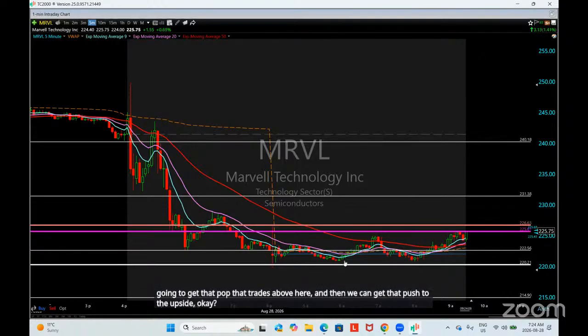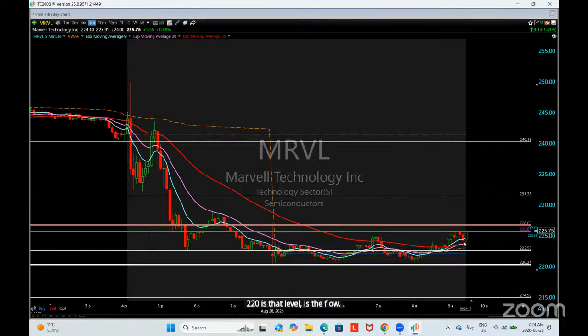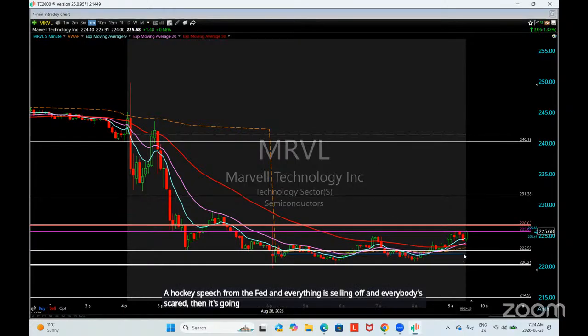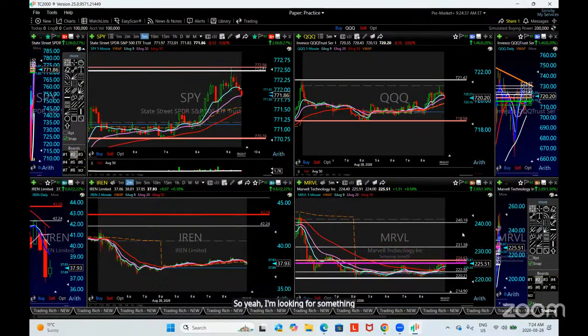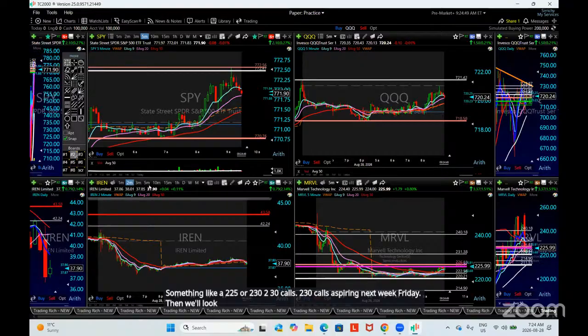So we see here, price came here several times overnight and it bounced. So this 220 is the level, the floor. It's not going to break unless we get a hawkish speech from the Fed and everything is selling off and everybody's scared, then it's going to break. But otherwise, it's not going to break. I think at the open, we are going to get that squeeze to the upside, and buy the dip guys are going to step in. Okay. So I'm looking for something like 225 or 230 calls, 230 calls expiring next week Friday. Then we'll look to ride it to the upside. So that's my first trade.